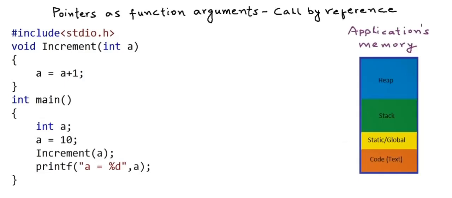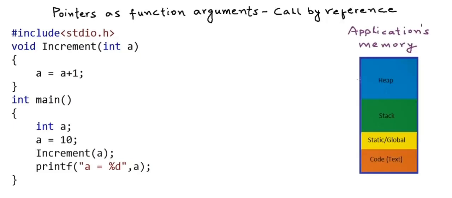Now, the third part of the application's memory is called the stack, and this is really important. This is where all the local variables go, and we will mostly be talking about the stack in this lesson. And the fourth part is the heap, and we will come to this later in our forthcoming lessons.